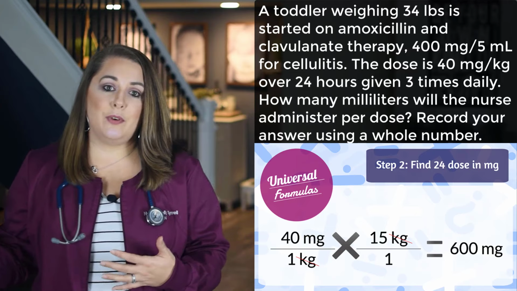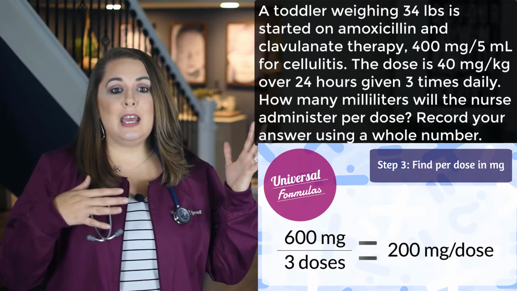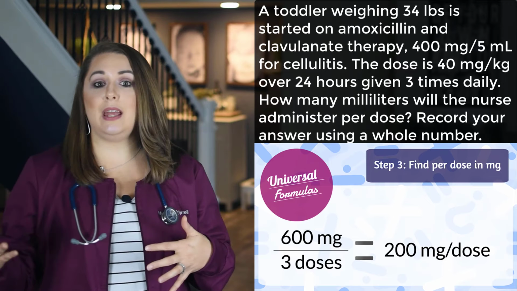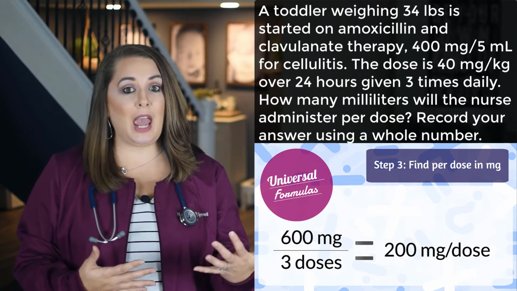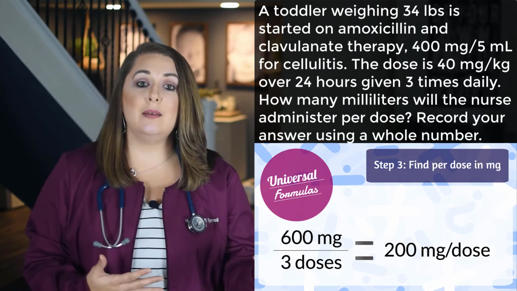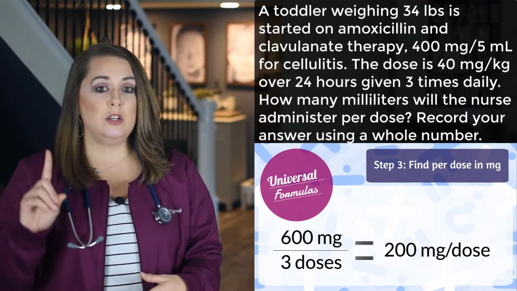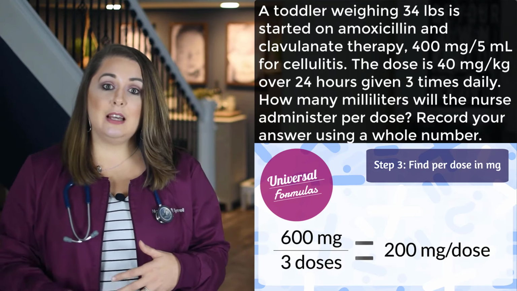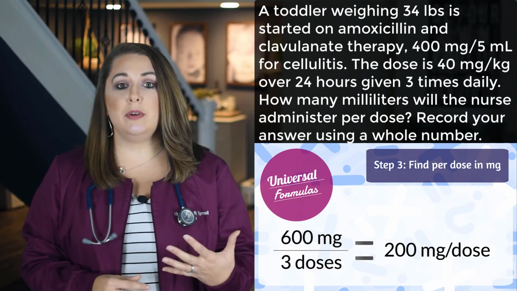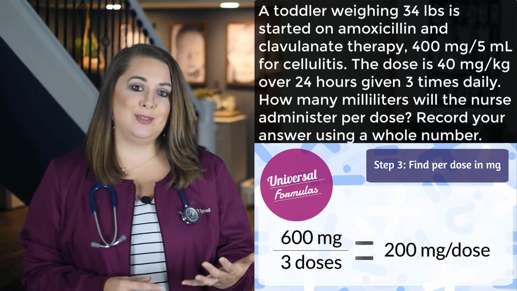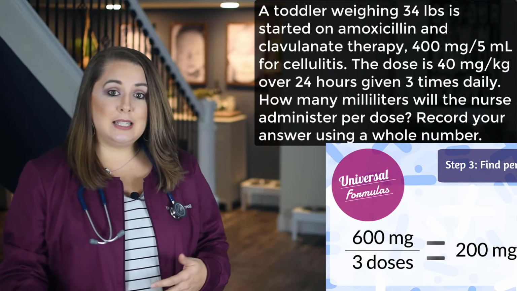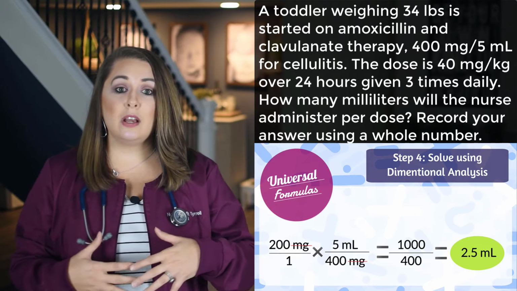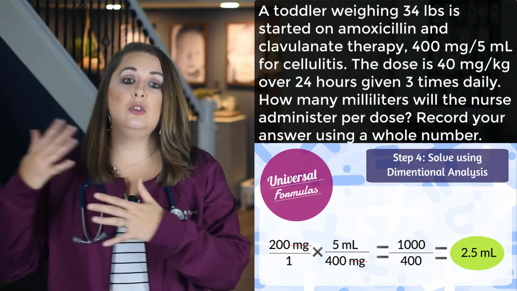So now on to step 3, which again is pretty simple. So you're going to take your 24-hour dose in milligrams and you're going to divide that by 3 because the question states that the medication is given 3 times daily and we are solving for 1 dose only. So 600 milligrams divided by 3 times daily is going to give us a total of 200 milligrams per 1 dose. Okay, and finally for our last step, we're going to look at our supplied concentration to figure out how to convert from milligrams to mL.